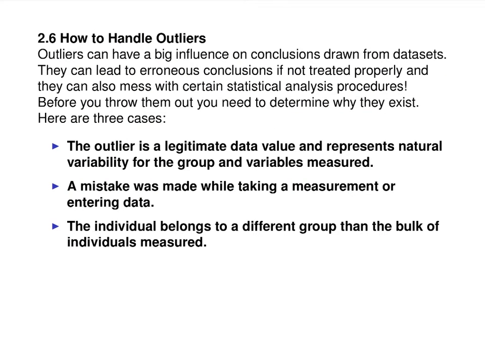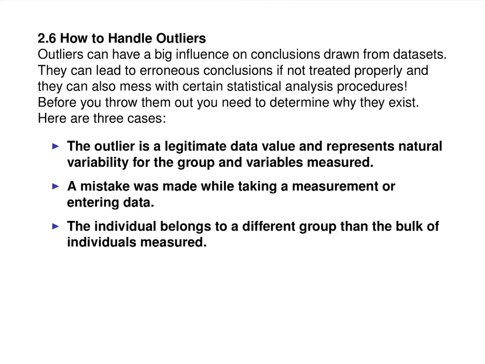Now that we know one criterion to determine if something is an outlier, the question is how do you handle them? Because outliers can have a big influence on conclusions drawn from your data sets. In some instances, they can lead to erroneous conclusions if not treated properly, and they can also mess with certain statistical procedures. But before you throw them out, which you can do if you can justify it, you need to figure out why they exist.